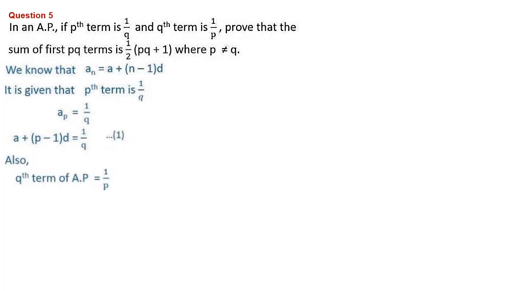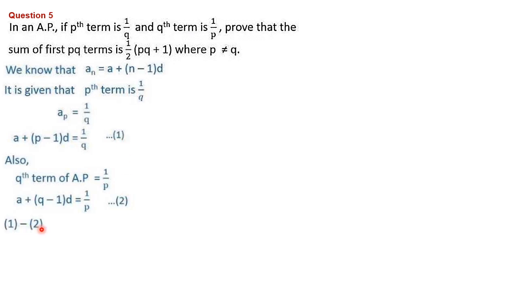Also, it is given to us that the qth term of the AP is 1 by p. Now how do we write the qth term? a plus q minus 1 into d is equal to 1 by p. Same thing again, like the nth term only, an is equal to a plus n minus 1 into d. Wherever n is there, put q, that's all. a plus q minus 1 into d is 1 by p. Label it as equation number 2.